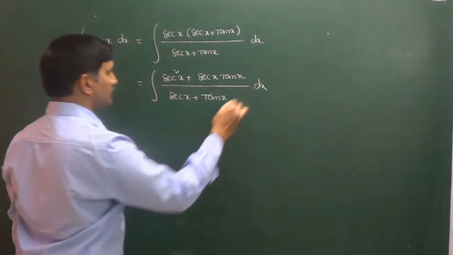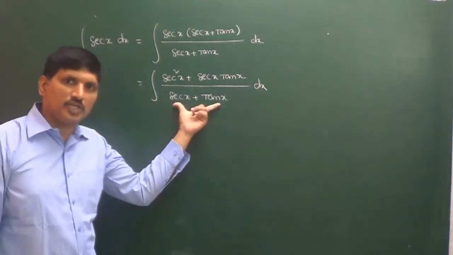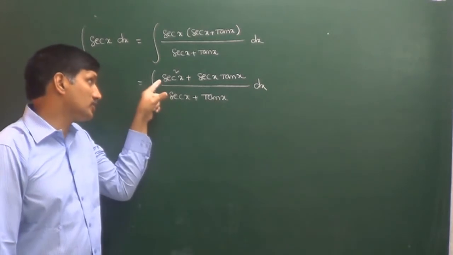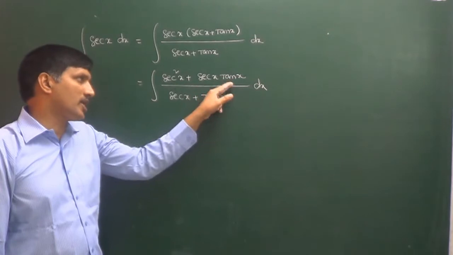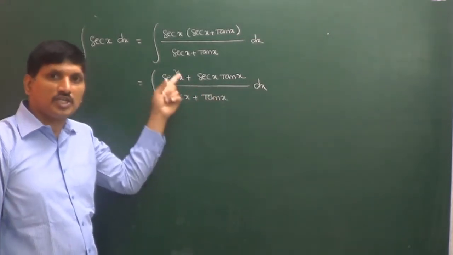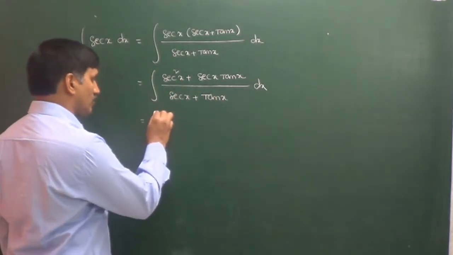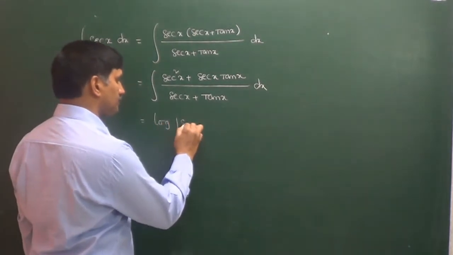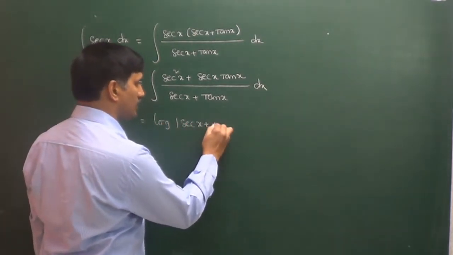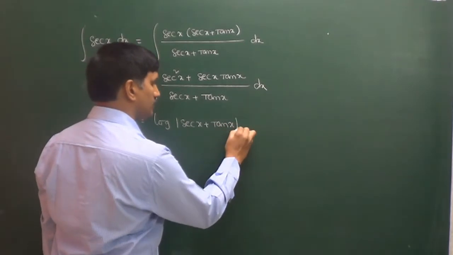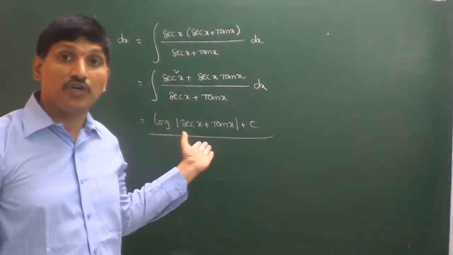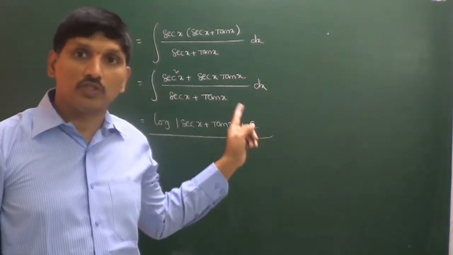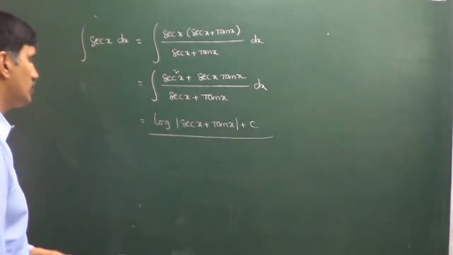Now you can observe the denominator's differentiation. Tan x differentiation is secant square x. Secant x differentiation is secant x into tan x. The denominator's differentiation is there in the numerator. That's why we can write logarithm of secant x plus tan x plus the constant of integration. In a similar way, we can derive the integration of cosecant x formula also. Now we'll discuss a few more applications.